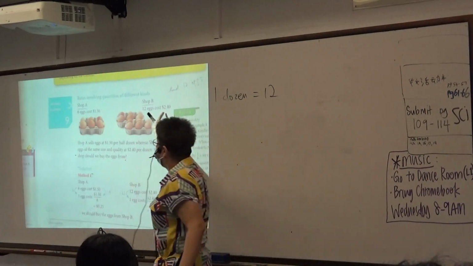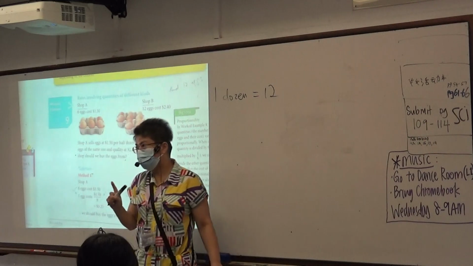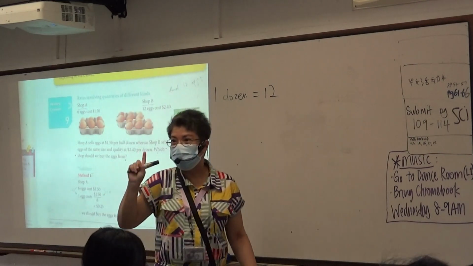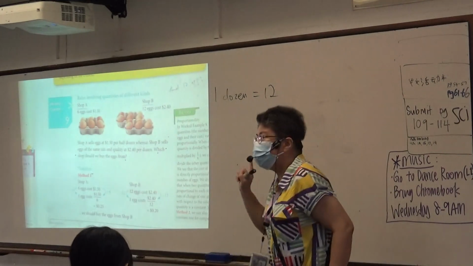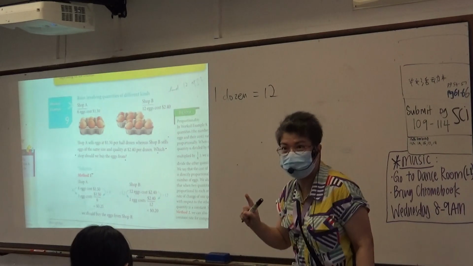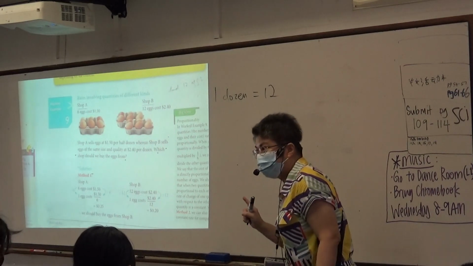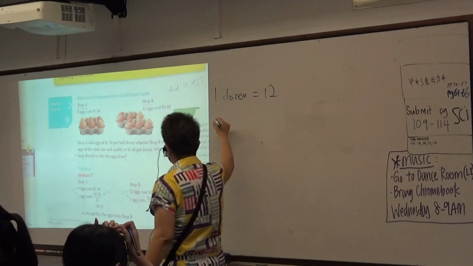Can you compare this and this? No. Because they are of different base. We must change all to what? 12 or 6. Then we can compare. Is that clear? Now, can all of you look at shop A?